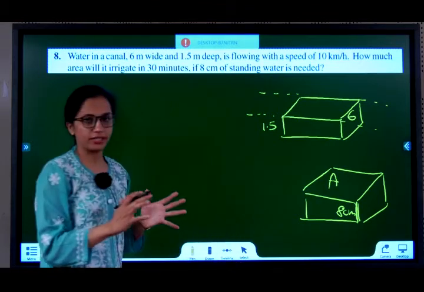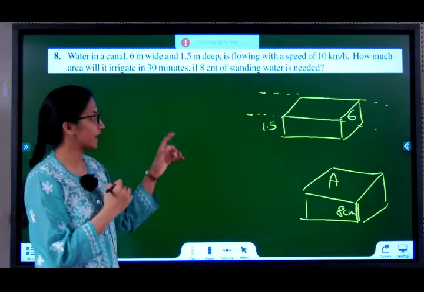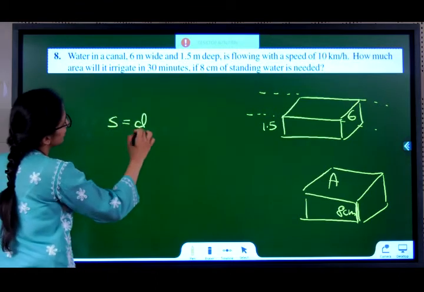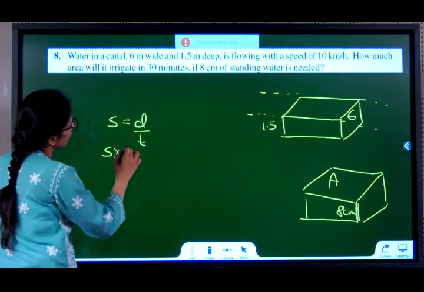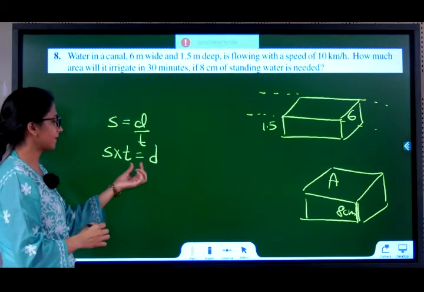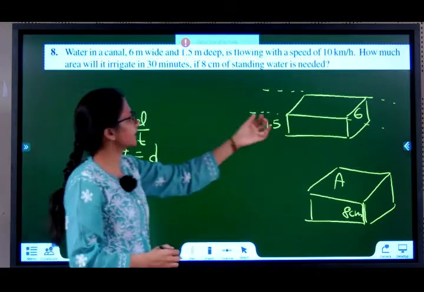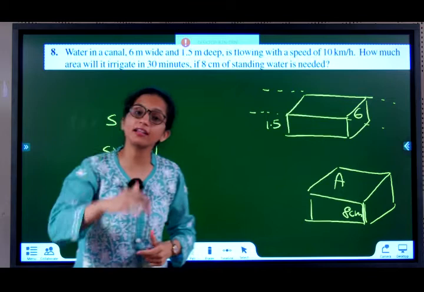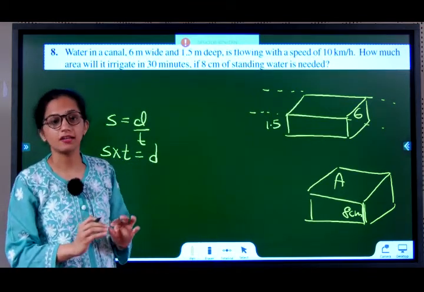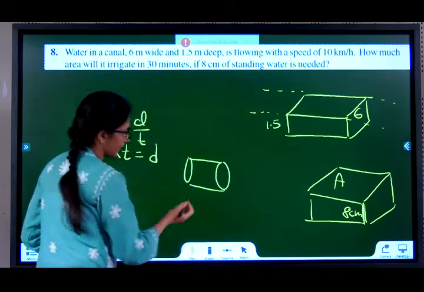In such canal problems, please remember, we'll get the length of the canal by multiplying speed into time. Speed is distance by time, so speed into time gives distance. So I'll use speed into time to get the distance or length of the canal. Is this really the length of the canal? No. It is the apparent length of the canal.